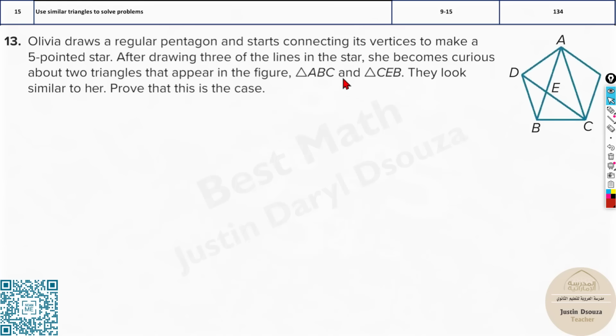But after just drawing 3 lines in the star, she becomes curious about the 2 triangles that appear in the figure. Can you see this ABC and CEB? These are the 2 ones. You can see over here ABC, this one and this one. They look similar to her. Prove that this is the case. We basically have to prove it's similar. So they have told it's similar itself. We just have to prove it.